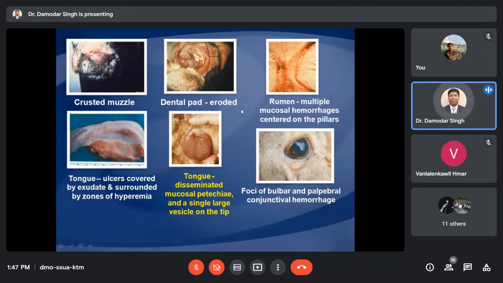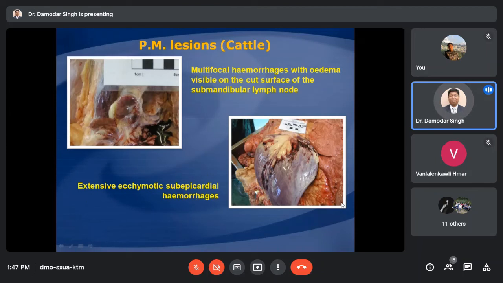And these are some more pictures showing involvement of many other parts of the body: the crusted muzzle and the eroded dental pad, and the rumen showing multiple hemorrhagic lesions. Then the tongue is also showing some exudation and a hyperemic condition, and petechial hemorrhagic lesions at the tip of the tongue. Then bulbar and palpebral conjunctival hemorrhage on this animal's eyes.